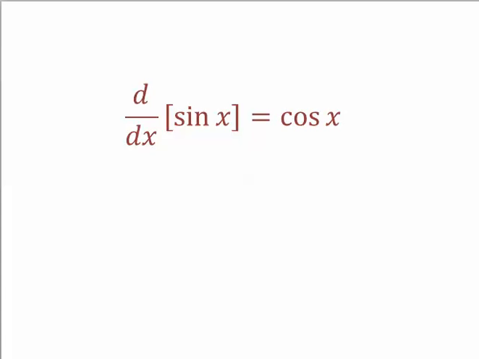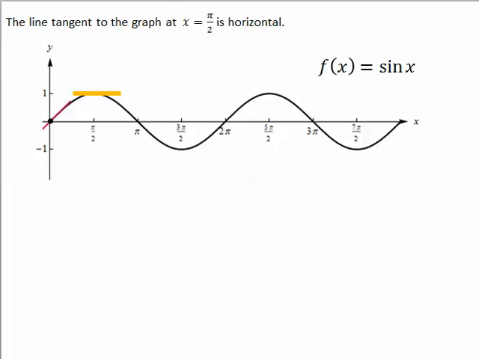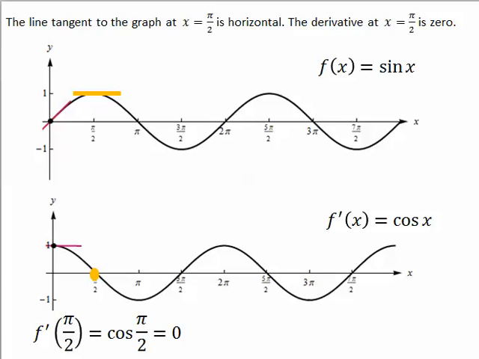The derivative of sine is cosine, and if you know much about trig, you know that sine and cosine are just out of phase by 90 degrees. So let's look at the graphs. It's pretty interesting. So here's the graph of sine, and notice that at pi over 2, the line tangent to the graph is horizontal. So the derivative should be 0 at pi over 2. Well, the derivative of sine is cosine, and in fact cosine is 0 at pi over 2.